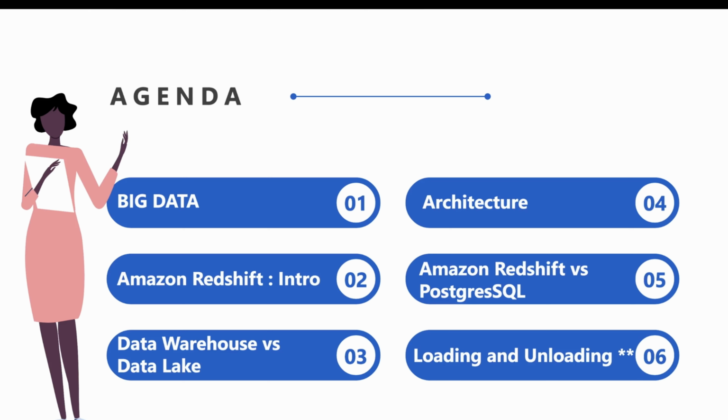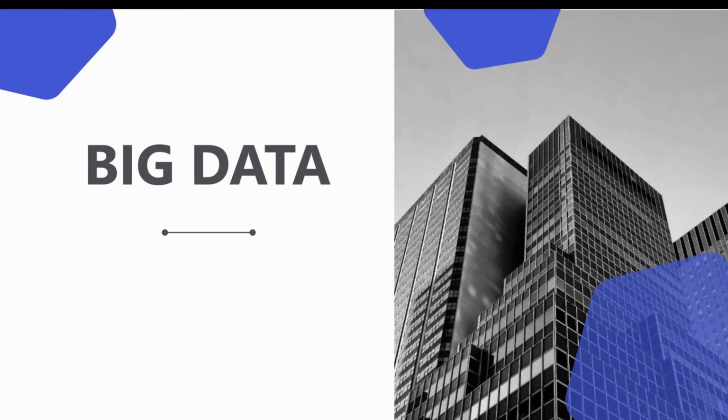So first of all, let's discuss what's the need of Amazon Redshift. So we will discuss about big data. Okay, so what is big data? Big data, you can think of it as data which is in very large volume and with high velocity. Let me give you one example.